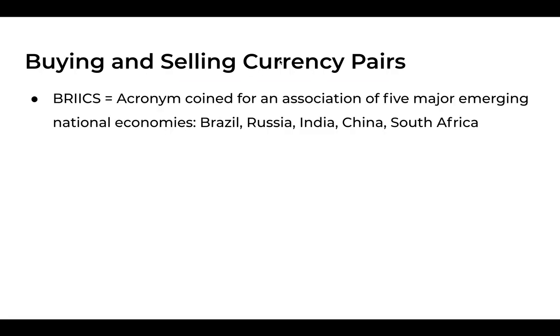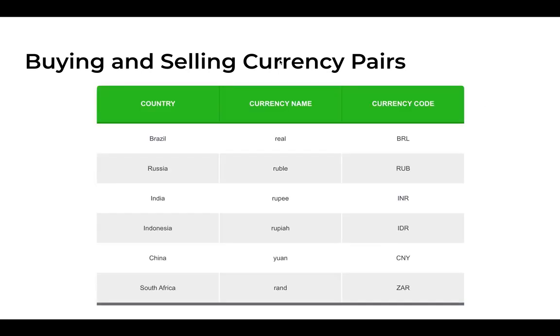And lastly, we have BRICS. So BRICS is an acronym coined for an association of 5 major emerging national economies: Brazil, Russia, India, China, and South Africa. Go ahead and look at those here. And that will be the last slide of this lesson.